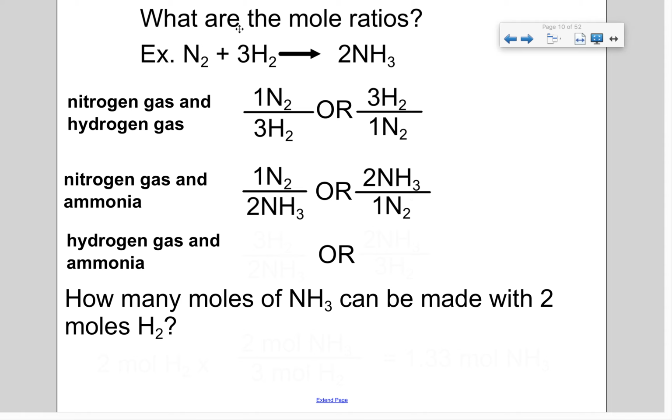Hydrogen gas and ammonia. Here's hydrogen gas. Here's ammonia. Let's say I'm in ammonia. It better be on the bottom. So it should be 3:2. But if you're in hydrogen gas, it'll be 2:3.